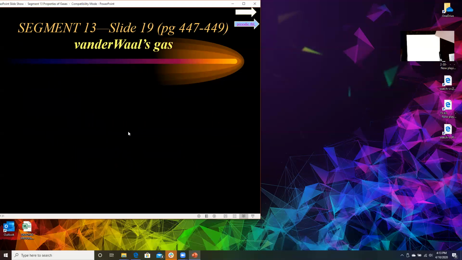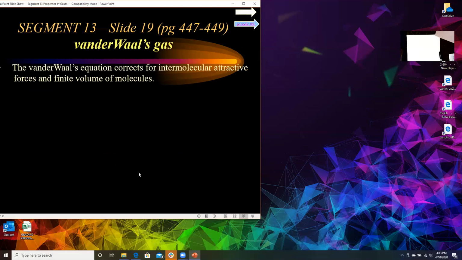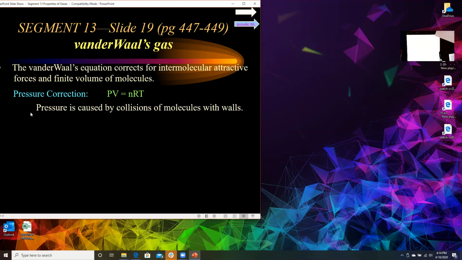So that gives us a clue of what we need to do to correct the ideal gas equation to make it work for real gases. This is called the van der Waals equation. It corrects for the intermolecular forces and the volume of molecules that our real gases have. So we need to make a pressure correction, and it's caused by collision of molecules with the container walls. That's how we get pressure.